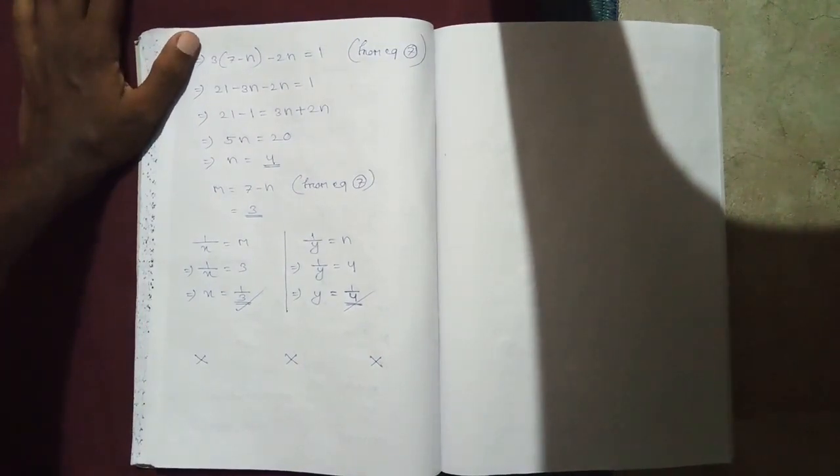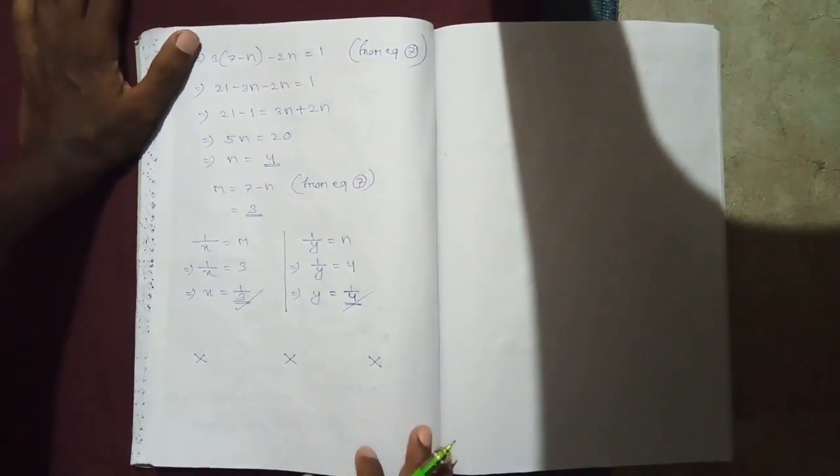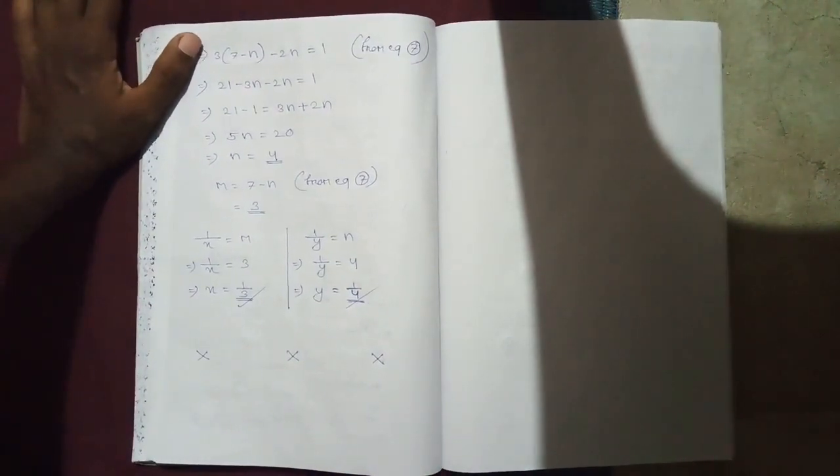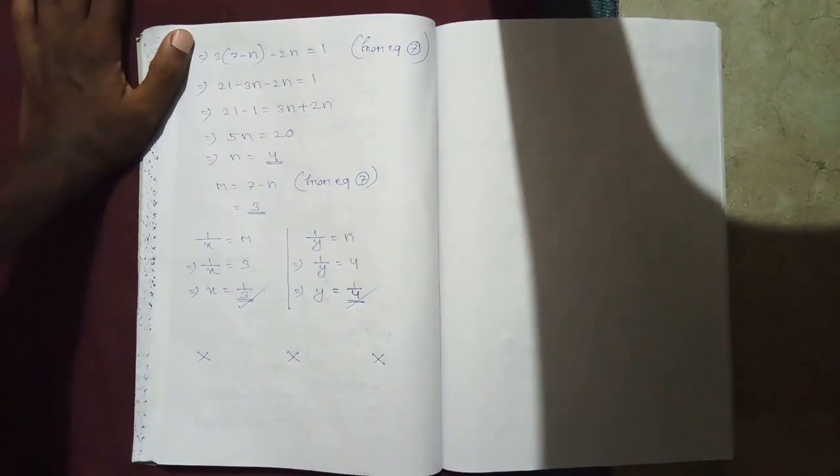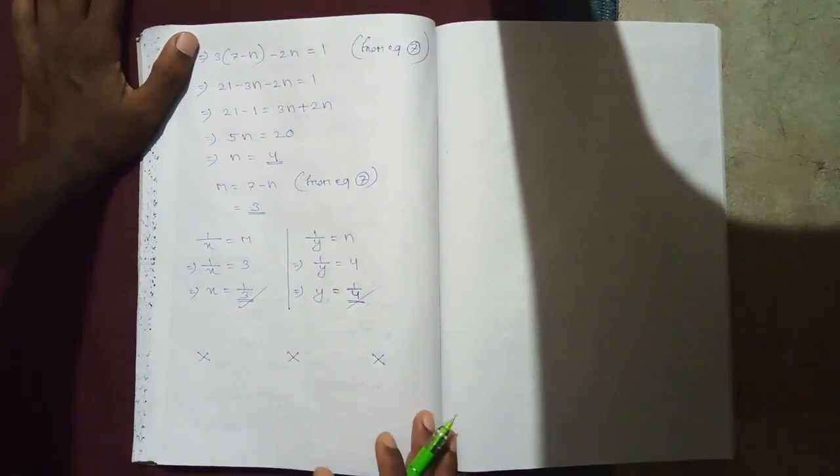So in this way you may encounter equations which are not linear equations in two variables, but by substituting, by taking two other variables and modifying, you can get linear equations in two variables. Then you can solve for the unknown values. So this is the end of part 2, simultaneous linear equations.